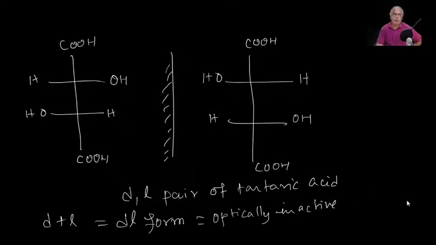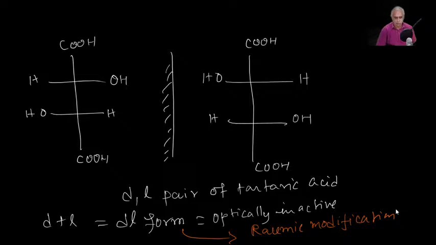Optically inactive. Okay, how? Because of external compensation, that is by the combination of equimolar ratio of D and L form, and they are also called racemic modification. Write down racemic modification.